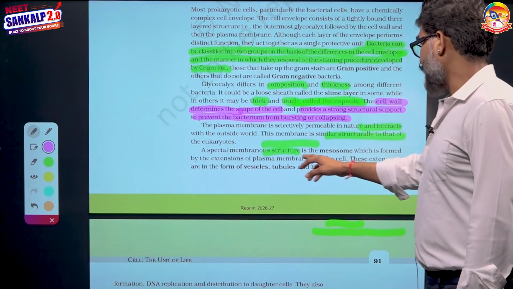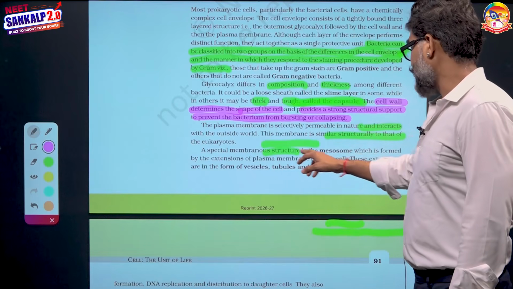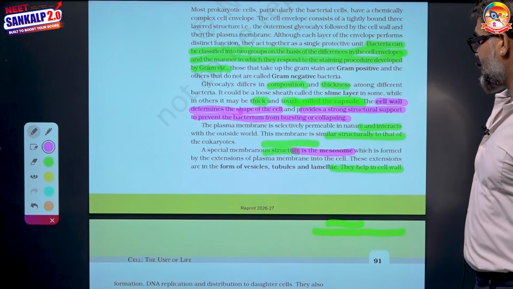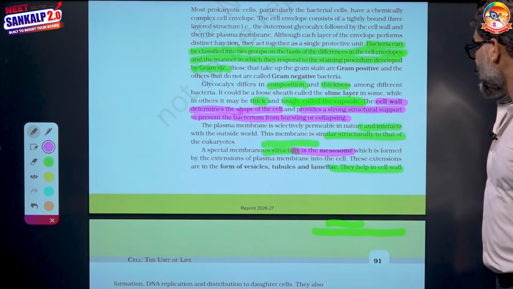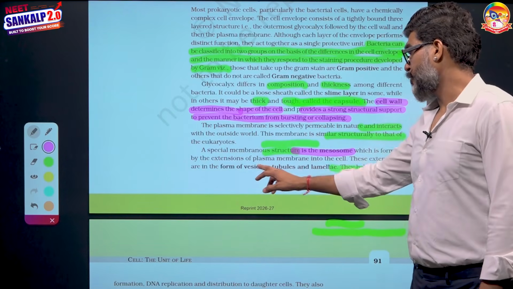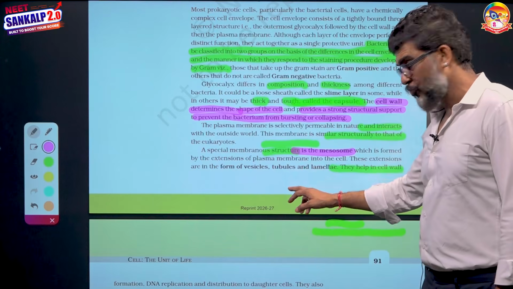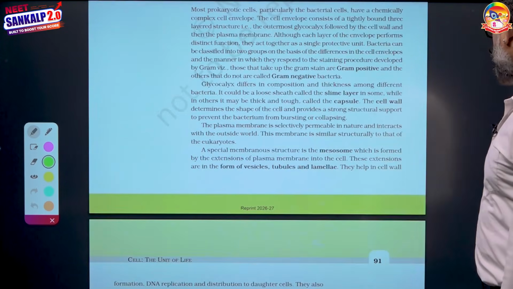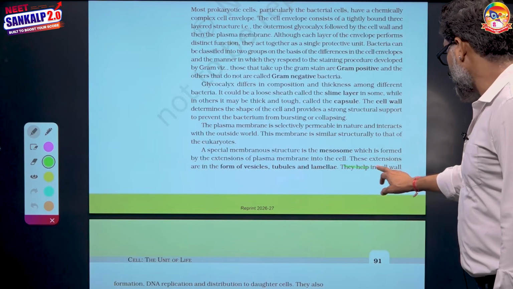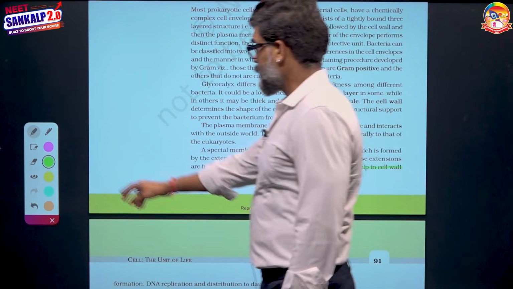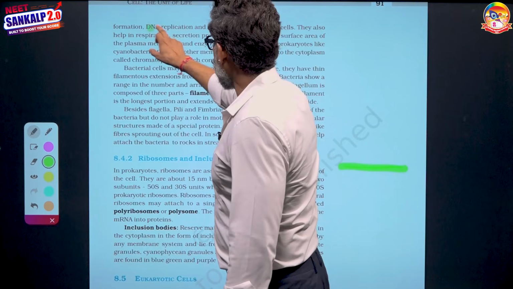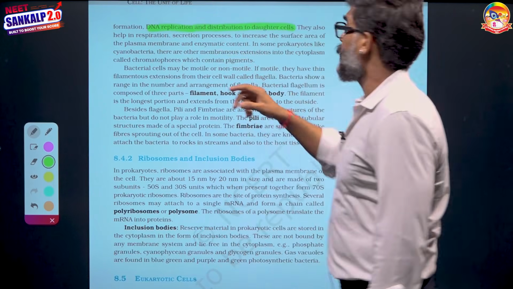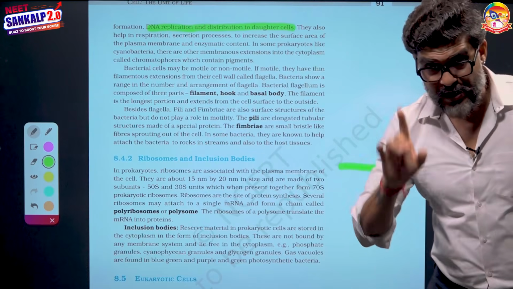In the plasma membrane, specialized membranous structures are present. We call them mesosomes, which are formed by extensions of the plasma membrane into the cell. These extensions are in the form of vesicles or tubules or lamellae. What functions are they performing? Number one, they help in cell wall synthesis. They help in DNA replication and distribution of the replicated DNA into the daughter cells.